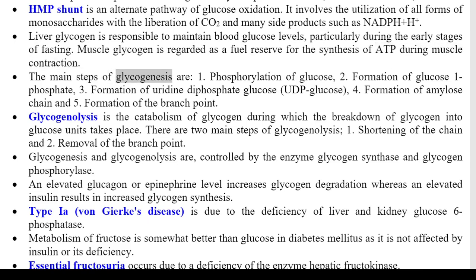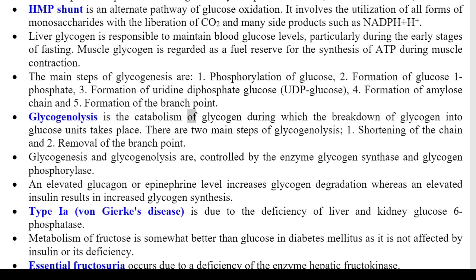The main steps of glycogenesis are: 1. Phosphorylation of glucose, 2. Formation of glucose 1-phosphate, 3. Formation of uridine diphosphate glucose, UDP glucose, 4. Formation of amylose chain, and 5. Formation of the branch point.